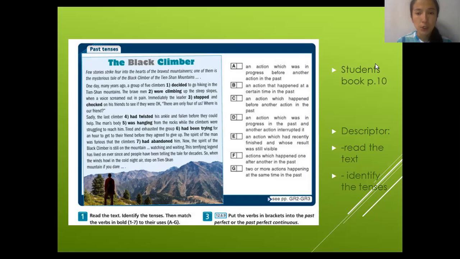A. An action which was in progress before another action in the past. B. An action that happened at a certain time in the past. C. An action which happened before another action in the past. D. An action which was in progress in the past and another action interrupted it. E. An action which had recently finished and whose result was still visible. F. Actions which happened one after another in the past. G. Two or more actions happening at the same time in the past.